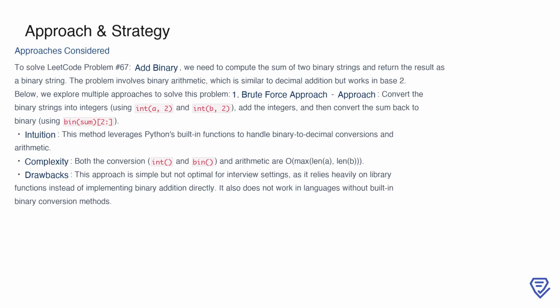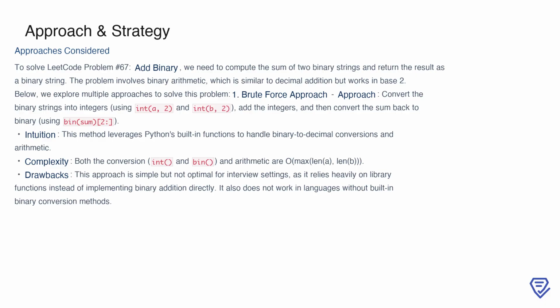To solve the Add Binary problem, we need to compute the sum of two binary strings and return the result, also as a binary string. This involves binary arithmetic, which operates in base 2. Let's consider a few different approaches to tackle this problem.